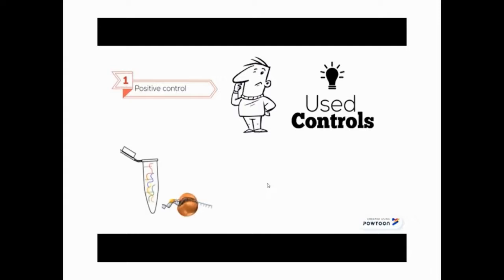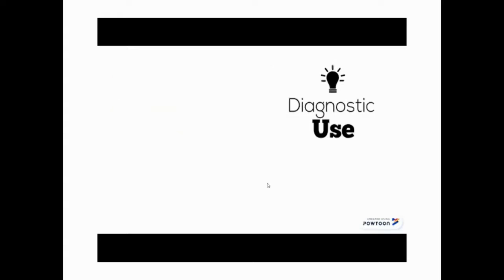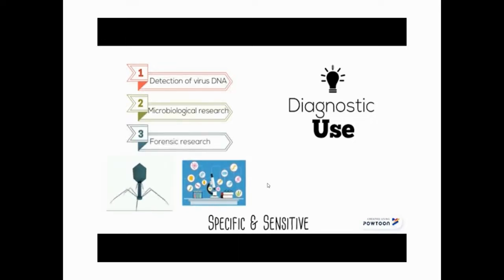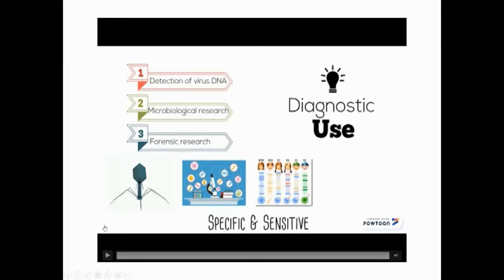When performing a nested PCR, you always should take controls. The controls for nested PCR are the same as for a normal PCR: a positive control with DNA to check the polymerase activity, and a negative control without DNA to check for contamination. So, nested PCR is used in situations in which it is necessary to increase the sensitivity and specificity of PCR. For example, detection of virus DNA, like hepatitis, with microbiological research, or with forensic research, like DNA fingerprinting. Okay, so that's the principle and the application of the nested PCR.